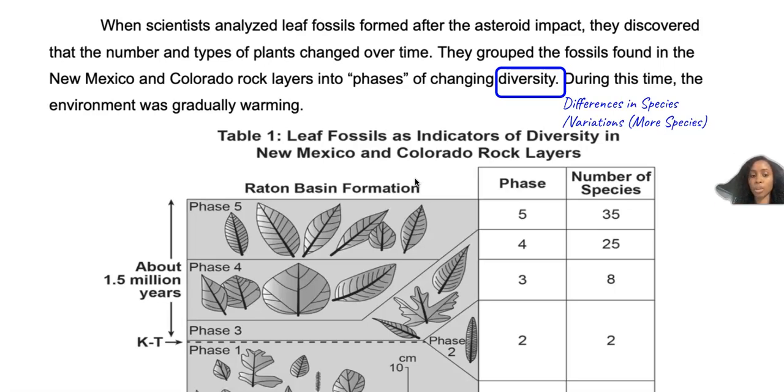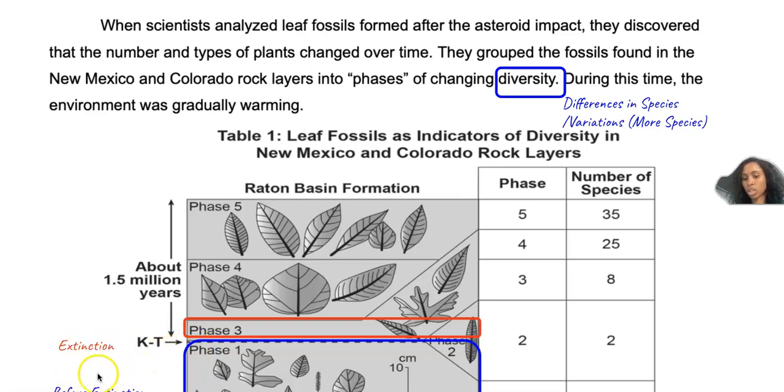So I'm going to begin with phase 1. And I see that phase 1 is before KT. And remember, KT is that extinction event. So that's where everything died. So I'm going to put before extinction here. And then that little dotted line that I covered is in between phase 3 and phase 1. That's where the extinction happened. That's where a lot of the organisms died.